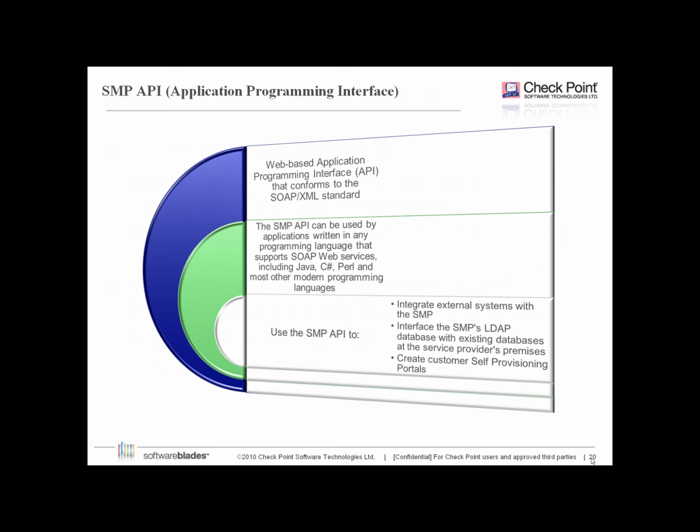The API, Application Programming Interface, is a web-based application programming interface that conforms to the SOAP or XML standard. The SMP API can be used by applications written in any programming language that supports SOAP web services, including Java, C++, Perl, and most other modern programming languages. And you can use the SMP API to integrate external systems with the SMP, like ERP, like inventory systems, and so on. Interface the SMP LDAP database with existing databases at the service provider's premises, like a CRM system. Create customer self-provisioning portals.